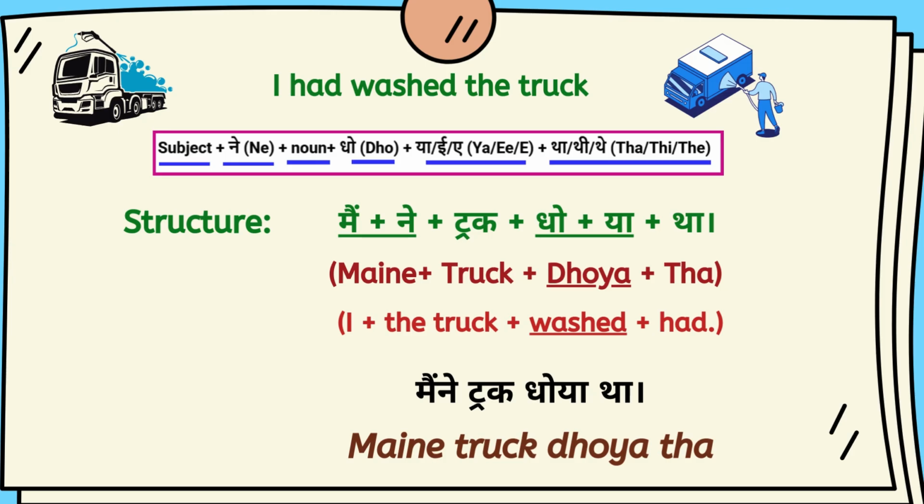by the noun, which is a masculine singular noun, that is truck, followed by धो. When धो is joined with ya, it becomes धोया, which is past participle form for a masculine singular object, that is the truck here, which means washed. And tha indicates the past perfect tense for a singular masculine noun. And the sentence becomes मैंने truck धोया था.